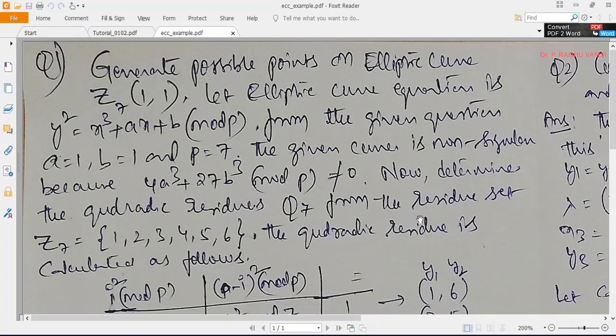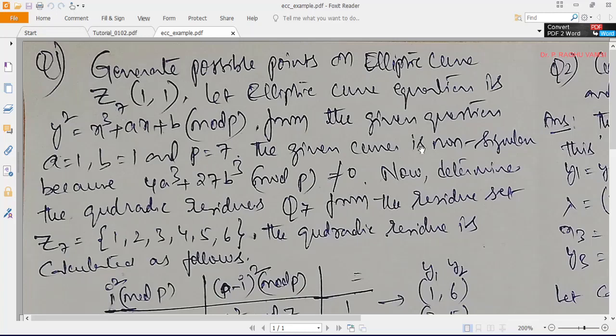So here, we generate possible points on the elliptic curve Z7 of 1 comma 1. Let the elliptic curve equation be, as we all know, y square is equal to x cube plus ax plus b mod p. So from the given curve Z7 of 1 comma 1, in this elaborated equation of the elliptic curve, you can replace a with 1, b with 1 and p with 7.